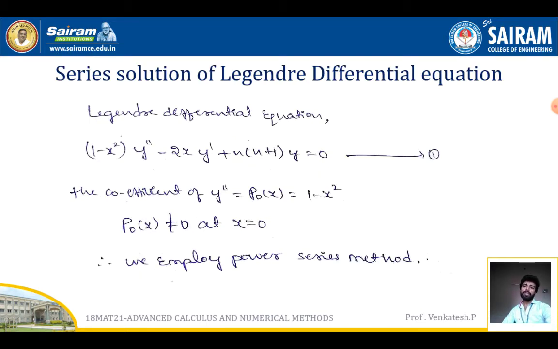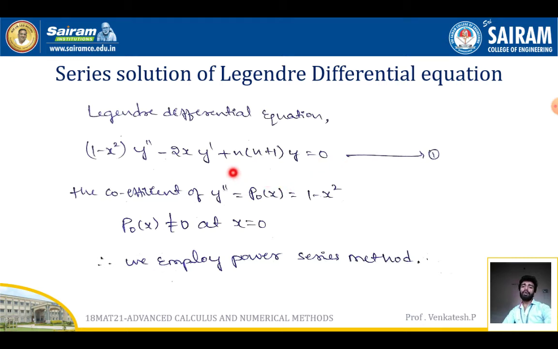Now I am going to discuss the actual concept, that is the series solution of the Legendre differential equation. Consider the Legendre differential equation of the form 1 minus x square y double dash minus 2x into y dash plus n into n plus 1 into y is equal to 0. Call it equation number 1. This is Legendre's differential equation of second order.